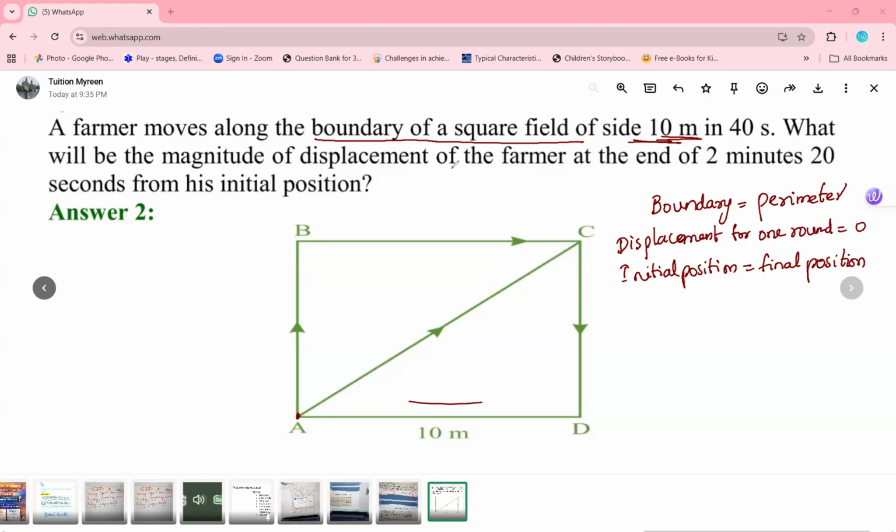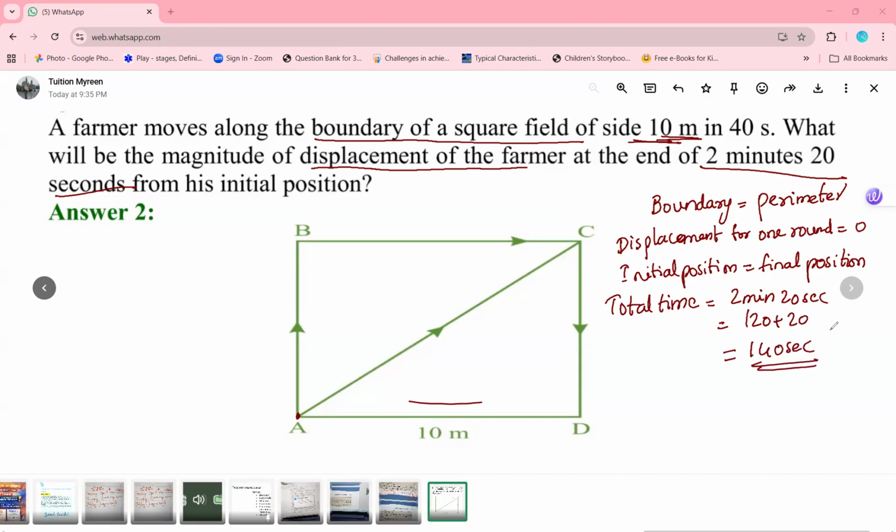What will be the magnitude of displacement? They asked for the displacement of the farmer at the end of 2 minutes 20 seconds. So the total time he has taken is 2 minutes 20 seconds. 1 minute is equal to 60 seconds, right? So 2 minutes is 120. So 120 plus 20, that is 140 seconds, the total time he has taken.